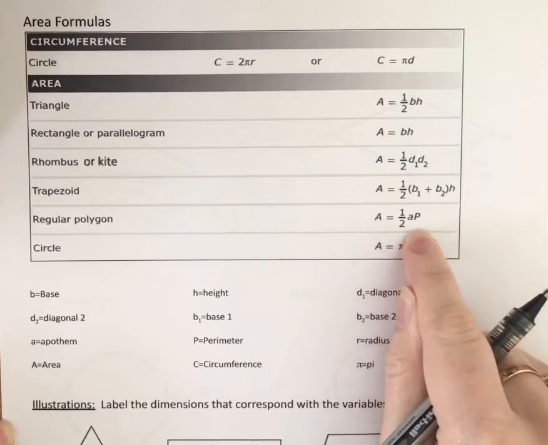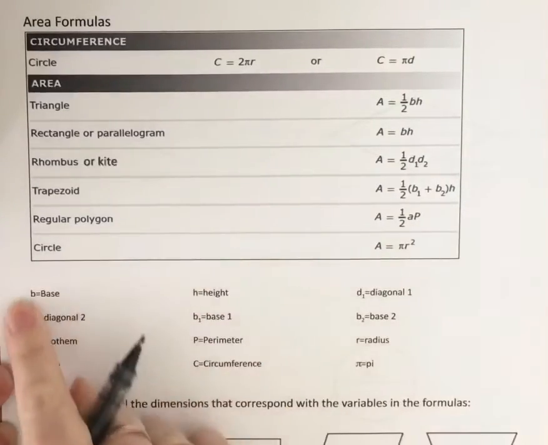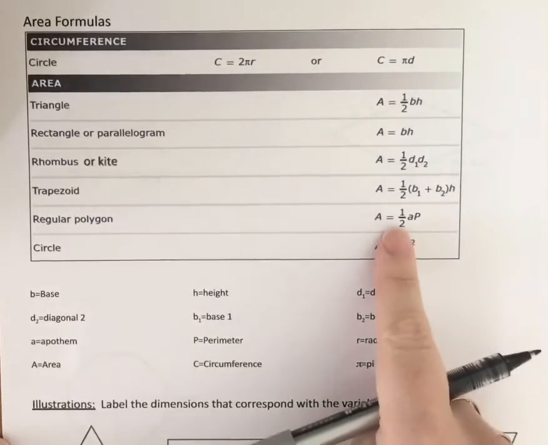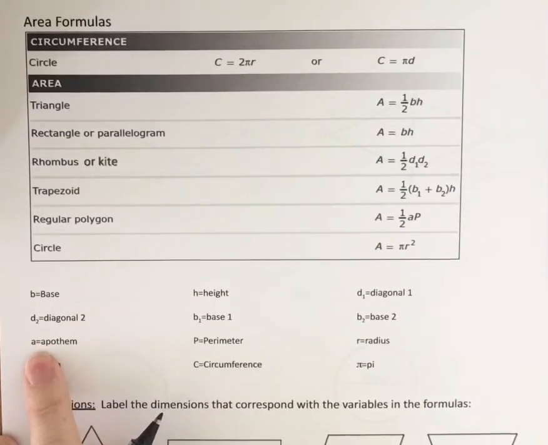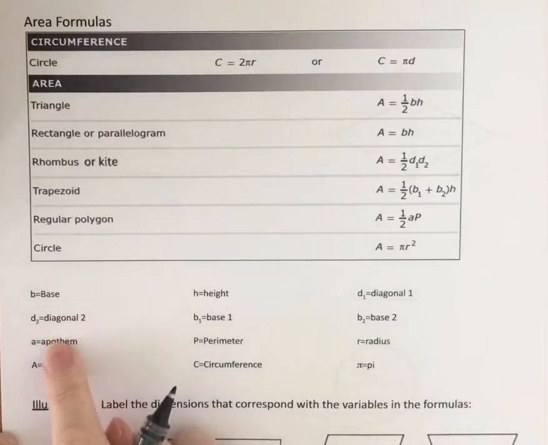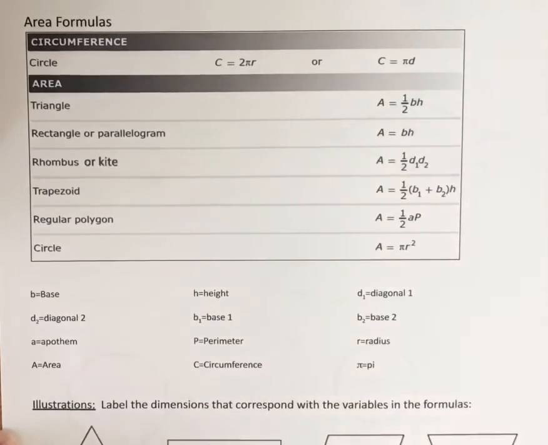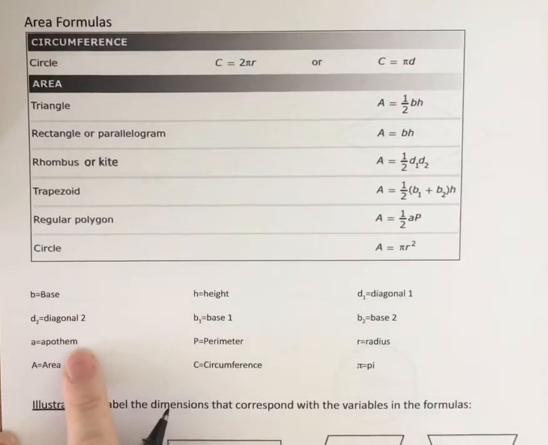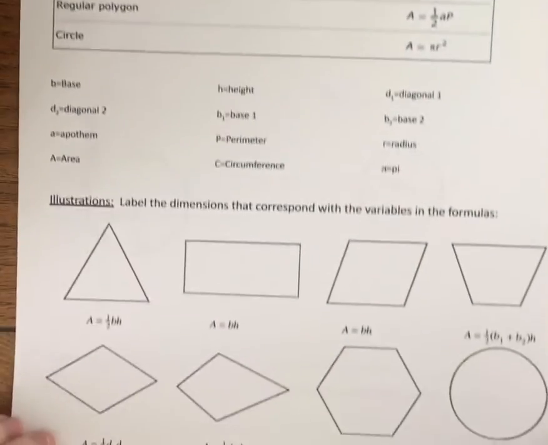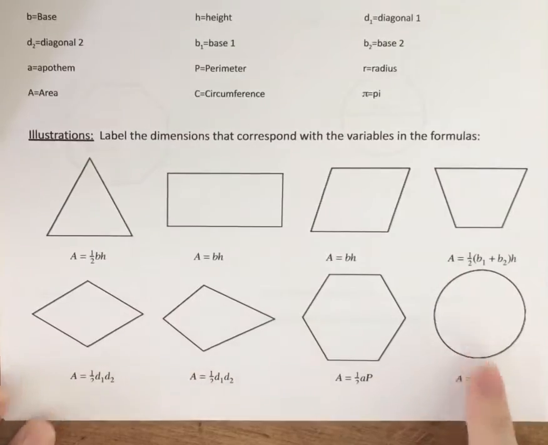It is 1/2 lowercase a times capital P. Okay, now this down here has what everything stands for. If I go and find that lowercase a, it stands for the apothem, and I'll show y'all in a second what that means, but that's probably new, apothem. And then capital P is just the perimeter of the shape, so y'all can figure that out. But apothem, we will talk about what that looks like down in the pictures here, okay? So what we're gonna do is we're going to look at each shape and its formula, and we're just gonna kind of draw on here or label what each part is, okay?